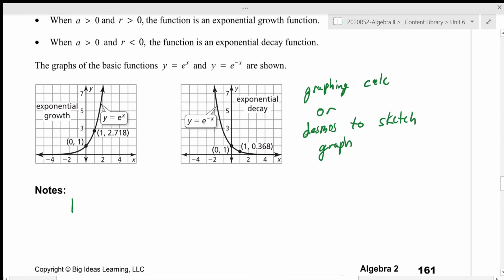An important thing to note, though, is that the domain is going to be all real numbers always. And for the range, you're going to check the graph.